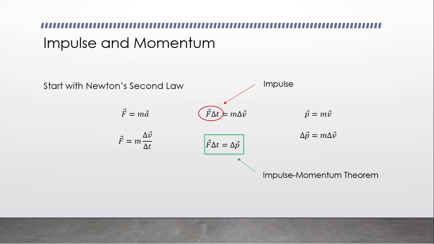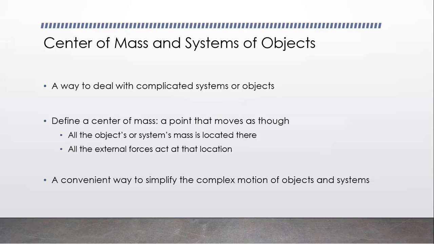So another thing that we want to talk about is how do we deal with systems of objects. There are lots of cases when we have two or more objects that collide with one another, or an object that breaks up into multiple objects, and so we want to have a way to deal with complicated systems of objects. So the way we do that is to define what's called the center of mass.